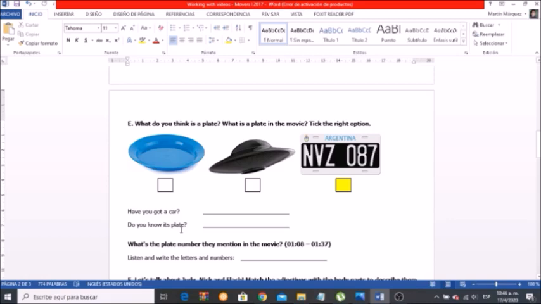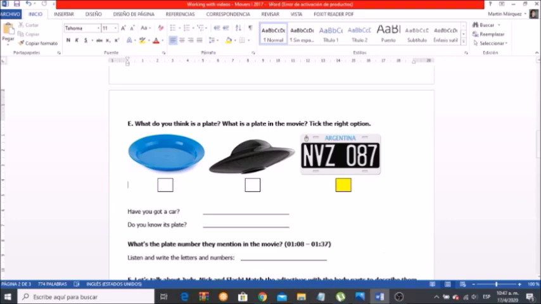And then you have two questions. The first one says, have you got a car? And you have to answer this with your personal information. Entonces, ustedes quizás no van a tener un auto, pero sus papás, algún tío o alguien conocido quizás sí. Entonces pueden responder acá y después dice, do you know its plates? Si conocen la patente de ese auto. Entonces, estas dos preguntitas las responden con su información personal.